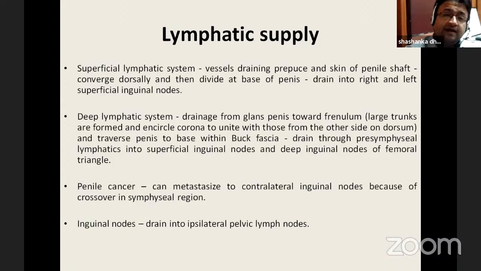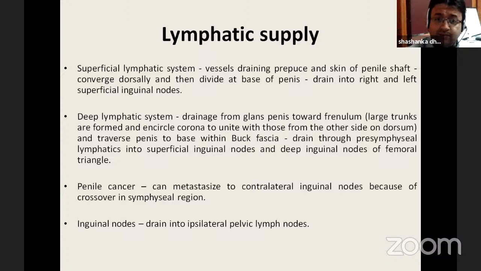The deep lymphatic system drains the glans penis towards the frenulum. Large trunks are formed and encircle the corona to unite with those from the other side on dorsum. They traverse the penis to the base within buccal fascia. They drain through pre-symphyseal lymphatics into superficial nodes and then to deep nodes as well. Penile cancer can metastasize to contralateral inguinal lymph nodes as well because of crossover in the symphyseal region.